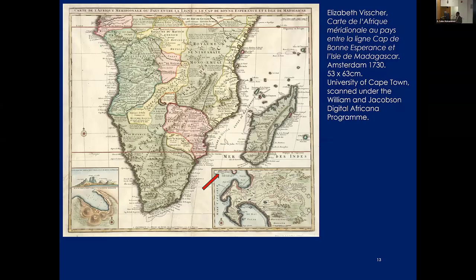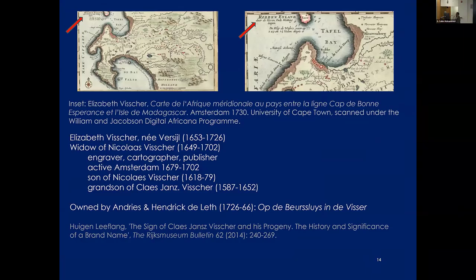And here is a female mapmaker, Elizabeth Fisher, part of a family of mapmakers. Notice in this very elaborate map of Southern Africa, where the red arrow is, and that gives you Robben Island. That's the island just close to Cape Town. That's where Nelson Mandela spent many years in prison.